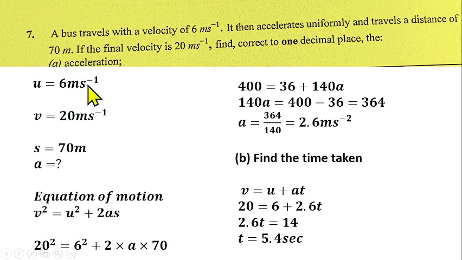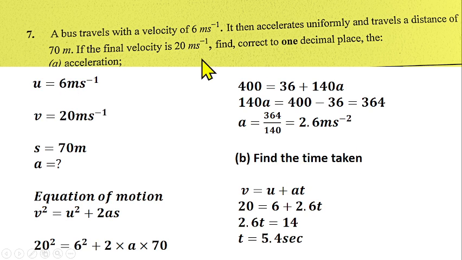Question number 7 is from motion. It's on rectilinear motion on a straight line. A ball travels with a velocity of 6 meters per second. It then accelerates uniformly and travels a distance of 70 meters. If its final velocity is 20 meters per second, find, correct to one decimal place, the acceleration, then B, find the time taken. So it's quite very simple.